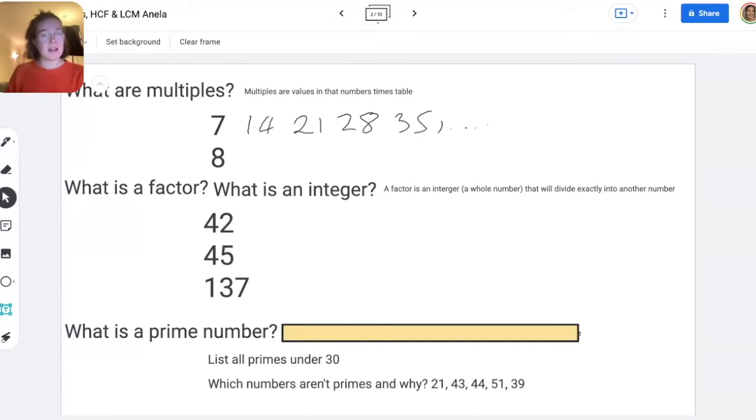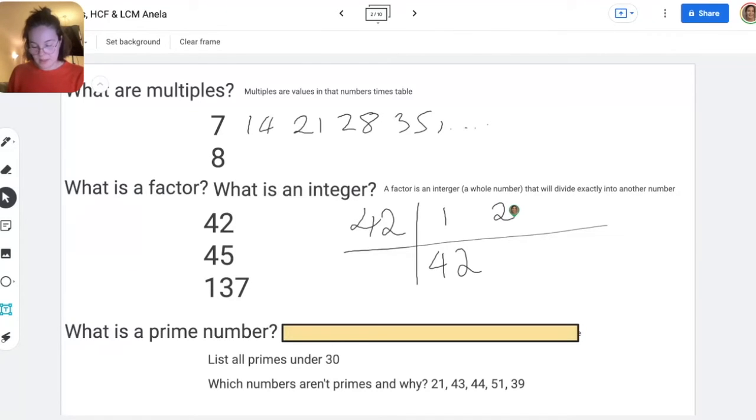What we mean by that is, if we take the number 42, we should be able to find all the numbers that multiply together to make 42. So the first one that we've got is 1 and 42. Another one is 2 and 21. And then we think to ourselves, is it in the 3 times table? What would we multiply by 3 to get 42? That would be 14. So 3 times 14 makes 42.